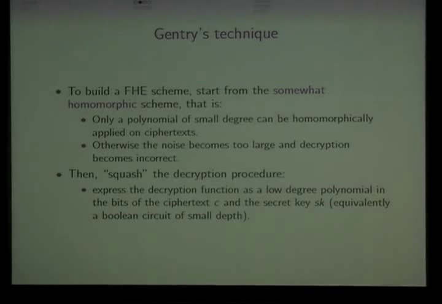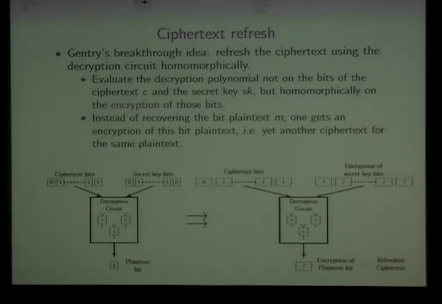So, if you can fit in that bound on the degree the decryption function for your scheme, then you can hope to apply it homomorphically, and decrypt in a homomorphic way. So that's the idea. You have your decryption circuit, which upon being given ciphertext bits and secret key bits gives you the plain text. The ciphertext is public data. But then you can give it encryption of secret key bits, and you put that in the decryption circuit and apply the homomorphic evaluation function.